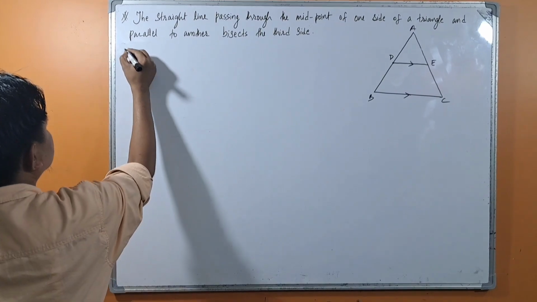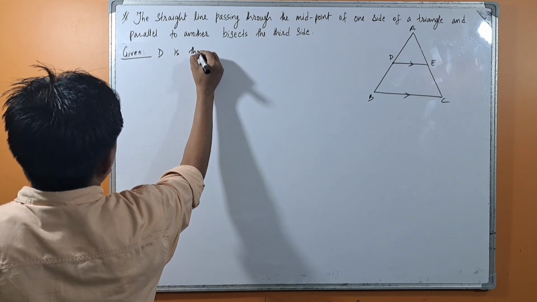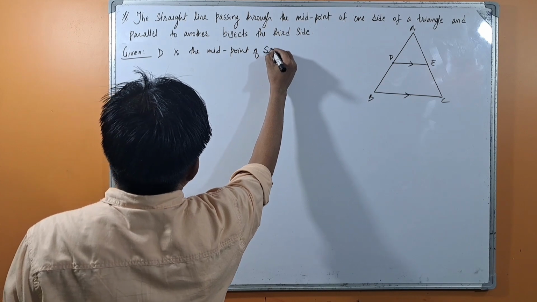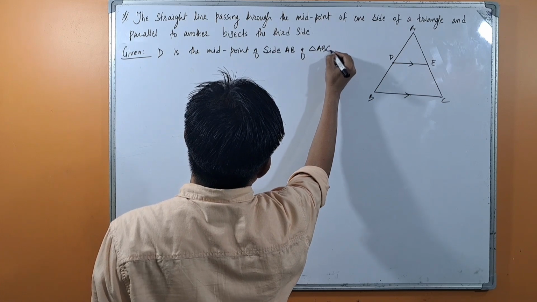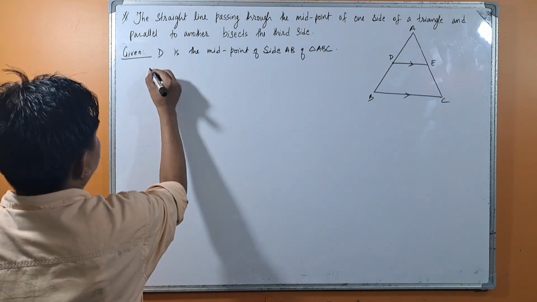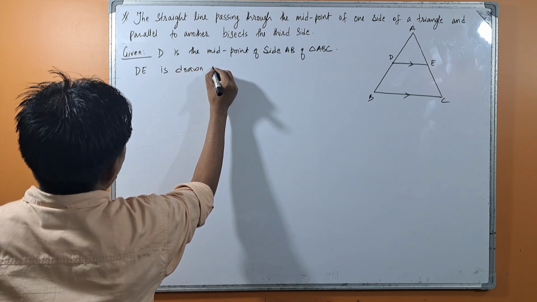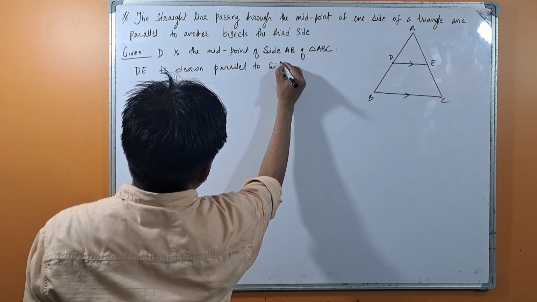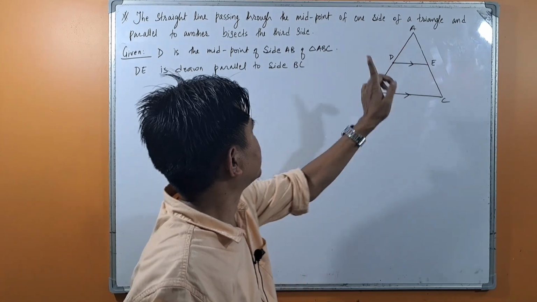Let us write the given condition. Given: D is the midpoint of side AB of triangle ABC. DE is drawn parallel to side BC of triangle ABC.